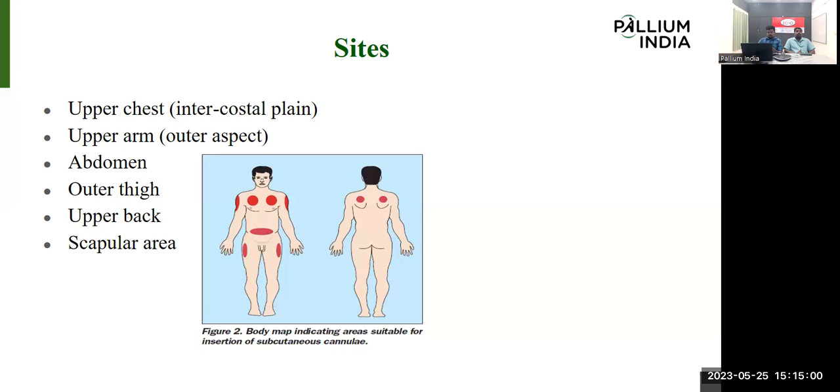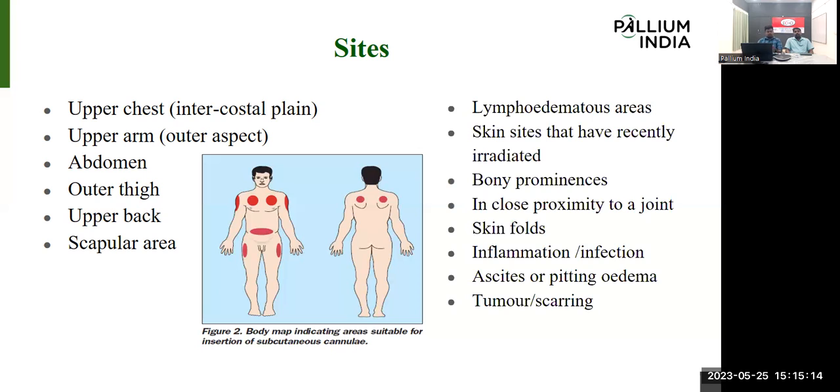If it is not at all possible in the upper arm and lower arm, then only we will move to the chest region, umbilical region, scapular and upper back. Other sites we will move to. So these are all the sites where we cannot give the subcutaneous injection.